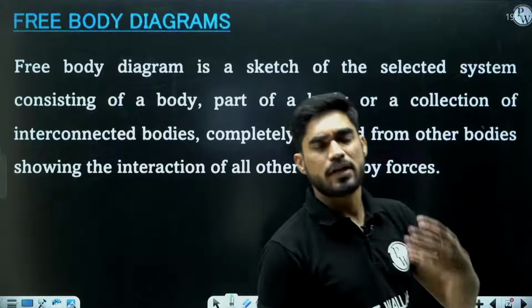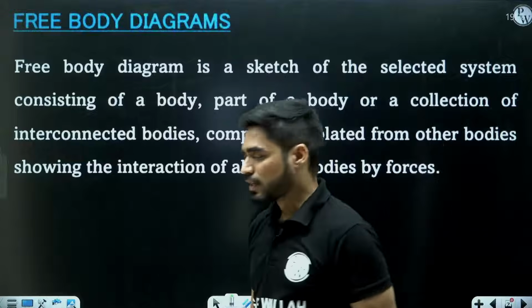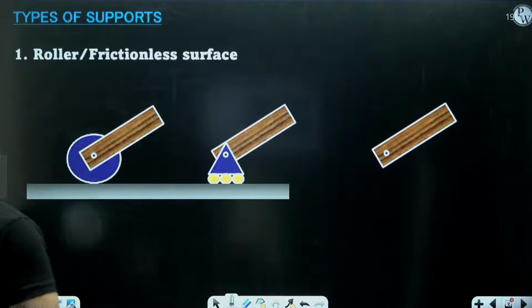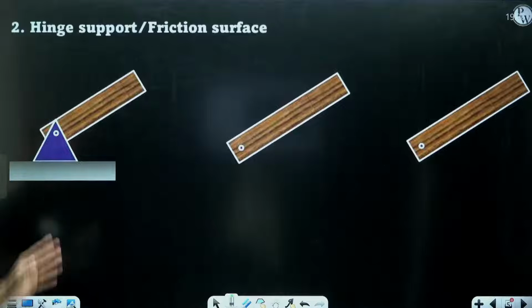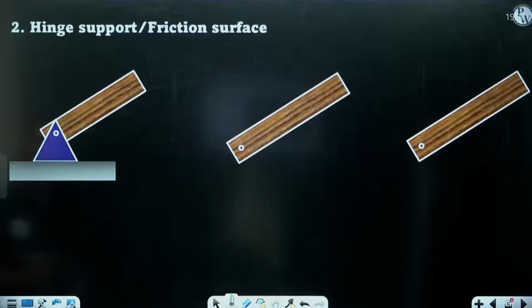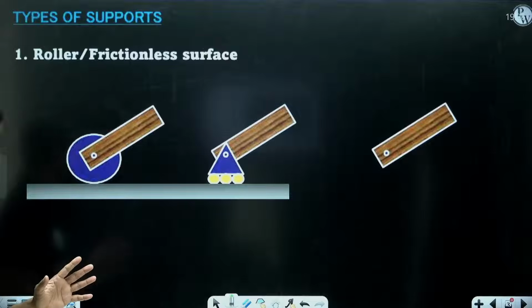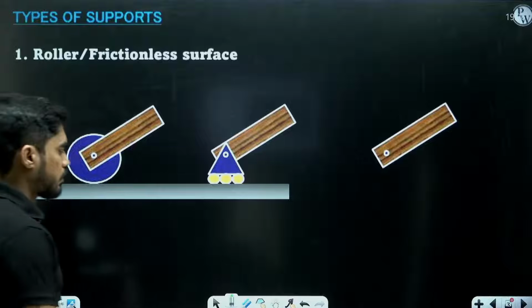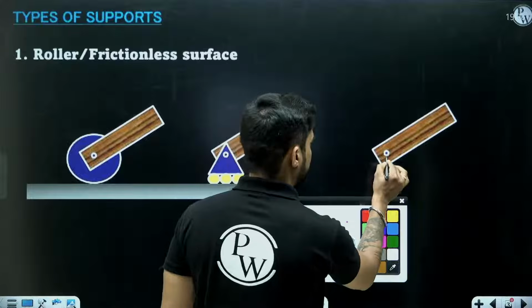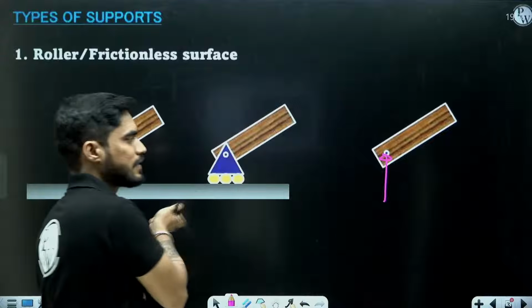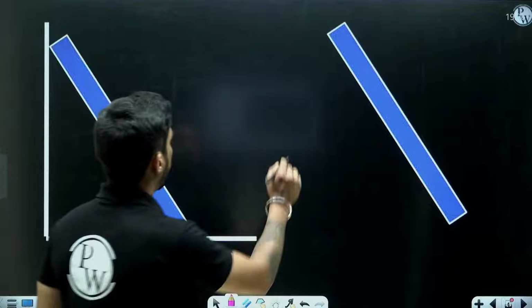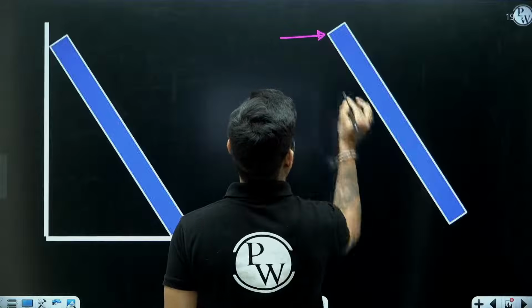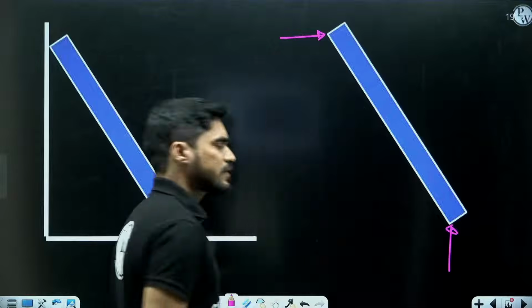We saw some good examples of free body diagrams yesterday, and I told you about the reactions due to each type of support. There are three categories of support: roller or frictionless surface, hinge support or friction surface, and fixed support, right? In case of the first category, means roller support, you get one reaction which is normal to the surface of the roller. Same goes with the frictionless surface also. You get one normal force perpendicular to the surface.